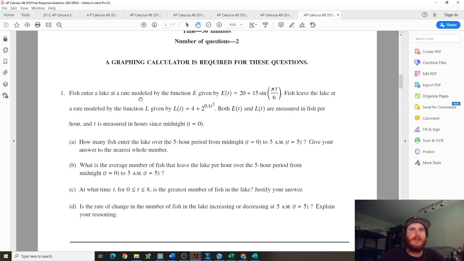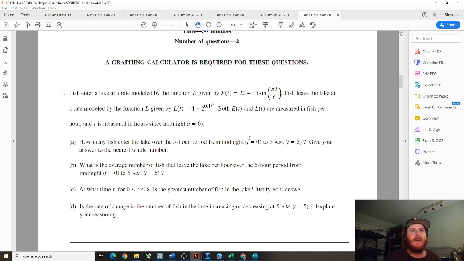And so kind of something like this: fish enter a lake at a rate modeled by E of t equals 20 plus 15 sine. And then they leave by this L of t equation. And so then they might ask, like, how many fish just enter the lake? If they're only entering the lake, all I care about is the integral of this. I don't care about the starting point. I don't care how many fish were in at the beginning. I don't care about how many are leaving. I just care about that integral.